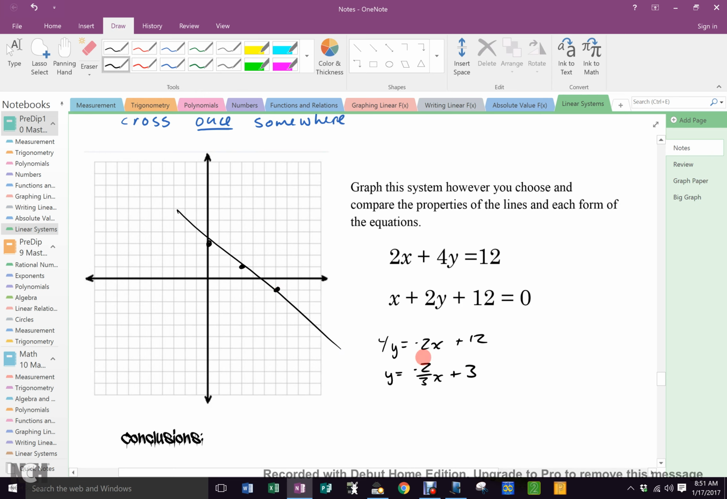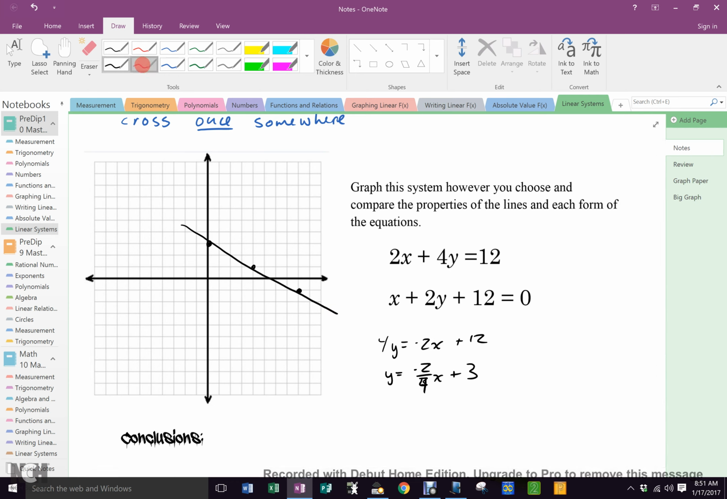Oh, I should have divided by 4. I remember to divide 12 by 4, but not that one. So it's down 2, out 4, which is the same as a half, yeah. Thanks, Sammy.